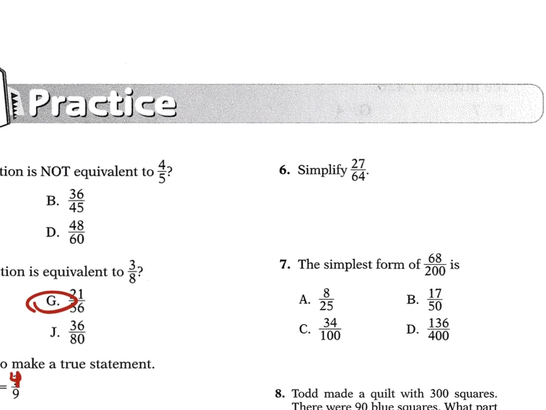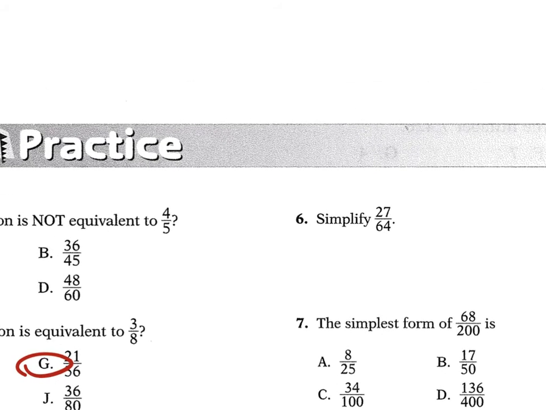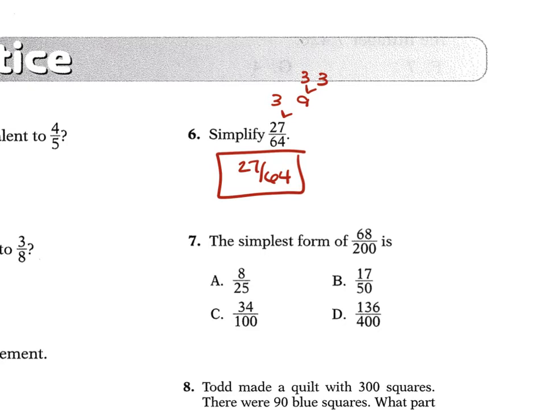For 6, it says to simplify 27 over 64. 27 and 64 are both divisible by 1. They're not divisible by anything else, so it is 27 over 64. You gotta think, your factors of 27 are 3 and 9. 9 is 3 and 3. 3 is the only factor, and 9. So neither 3 nor 9 go into 64 evenly. So it is, or it's not prime, it is simplified.